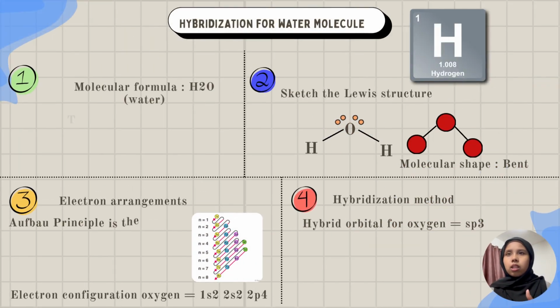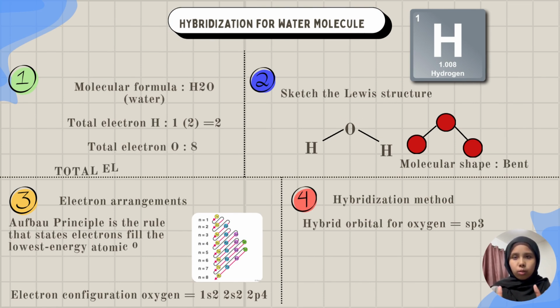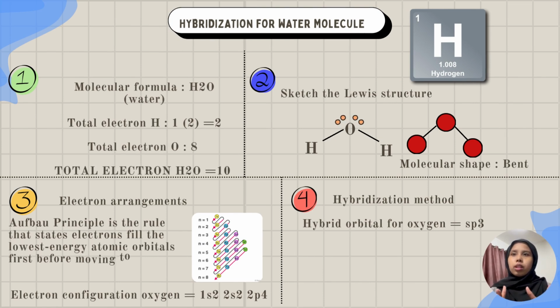So, this is the example for hybridization for the water molecule. Firstly, look at the molecular formula, which is water, H2O. Each hydrogen atom contributes 1 electron, so the 2 hydrogens give 2 electrons. The oxygen contributes 8 electrons. The total is 10 electrons for the water molecule.